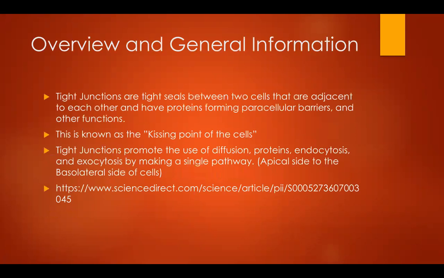Overview and general information of tight junctions: they are tight seals between two cells that are adjacent to each other and have proteins forming paracellular barriers and other functions. This is known as the kissing point of the cells, and you'll see that very clearly on the next slide. Tight junctions promote the use of diffusion, proteins, endocytosis, and exocytosis by making a single pathway from the apical side of the cell to the basolateral side of the cell.